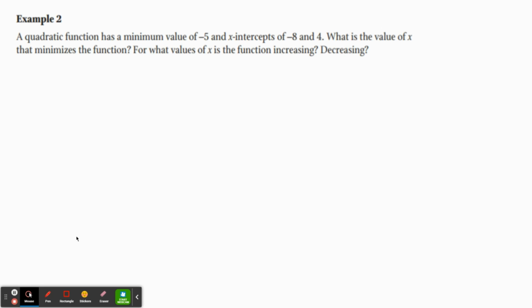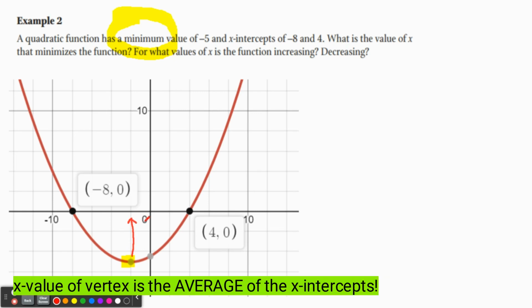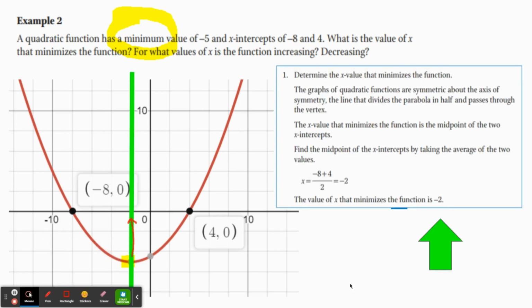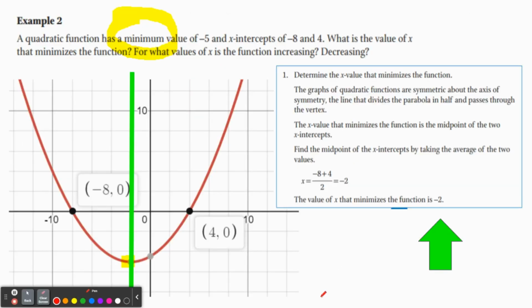Example 2 says a quadratic function has a minimum value of -5 and x-intercepts of -8 and 4. What's the value of x that minimizes the function? And then where is it increasing and decreasing? So since this graph has a minimum value of -5 and it's got intercepts of -8 and 4, one of the first things you should realize is that the vertex lies right smack dab in the middle between the two intercepts. So what is that value? Well, the easiest thing you could possibly do is just to average it. So -8 plus 4 divided by 2 is -2. So our vertex is going to be -2, -5.